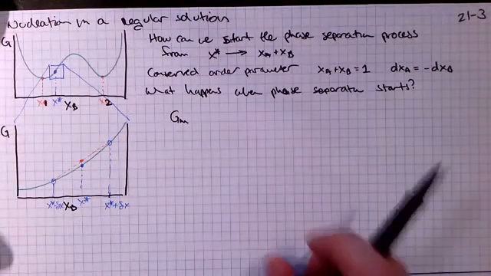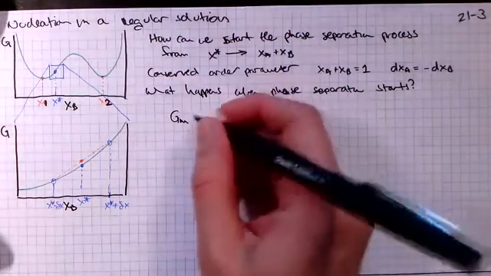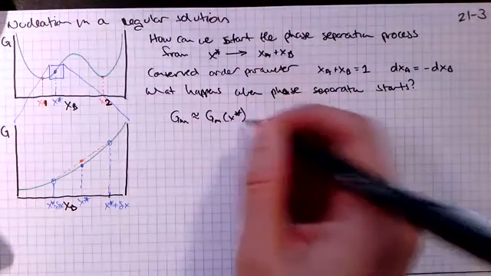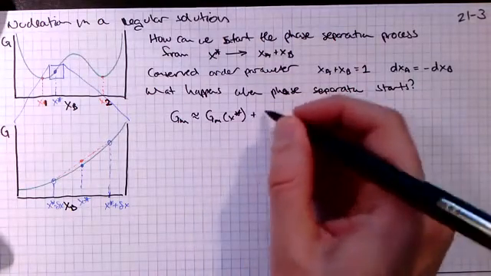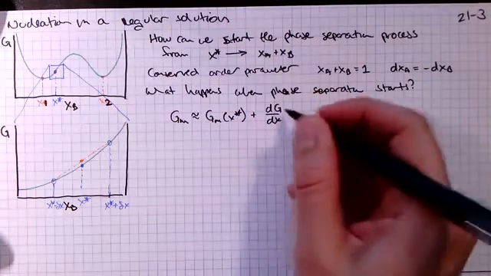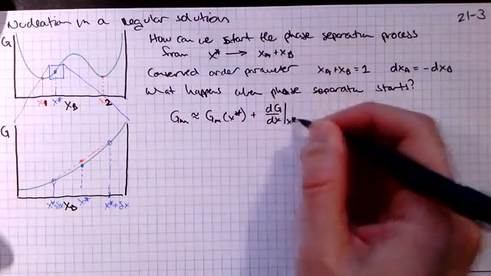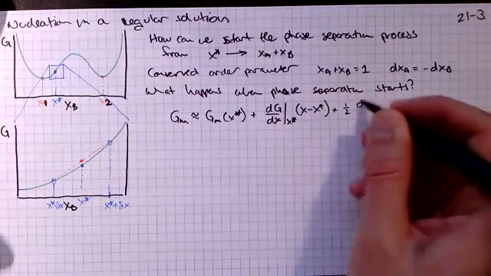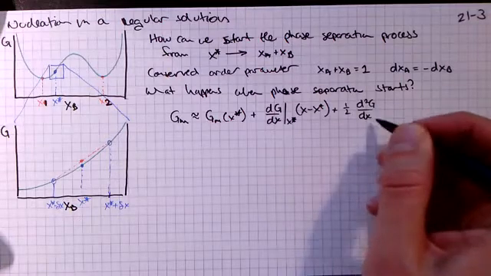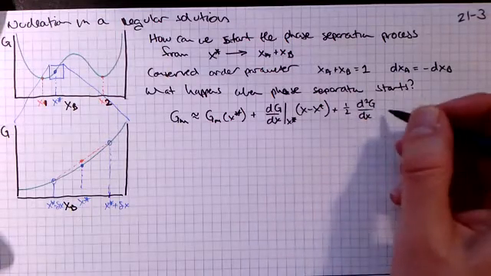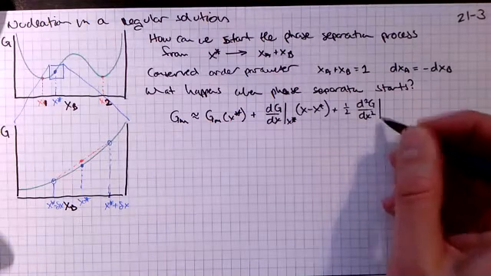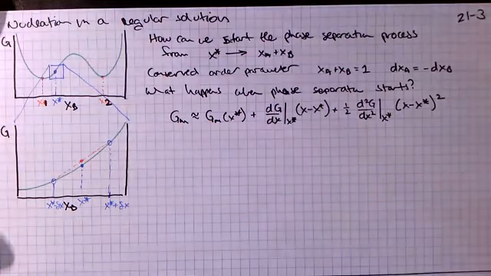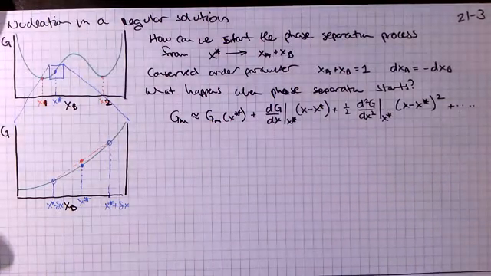Or in other words, in mathematical terms, we can say that the free energy per mole is given by the free energy per mole at X star plus dG/dX at X star. Here I'm just doing a Taylor expansion, times X minus X star, plus 1/2 d squared G/dX squared, and here by X I mean XB, at X star times X minus X star squared. So this is just a Taylor expansion, right? There are higher order terms, but we're not going to worry about them.